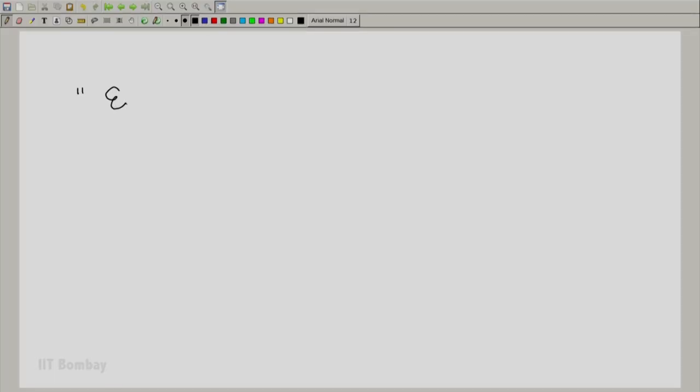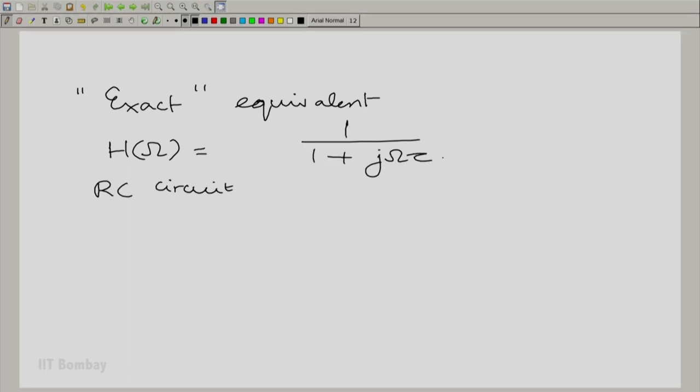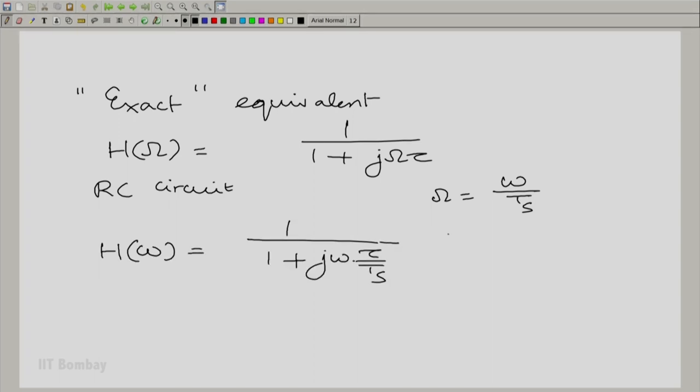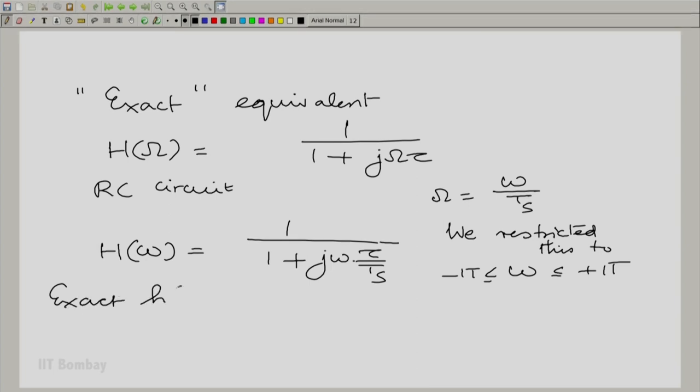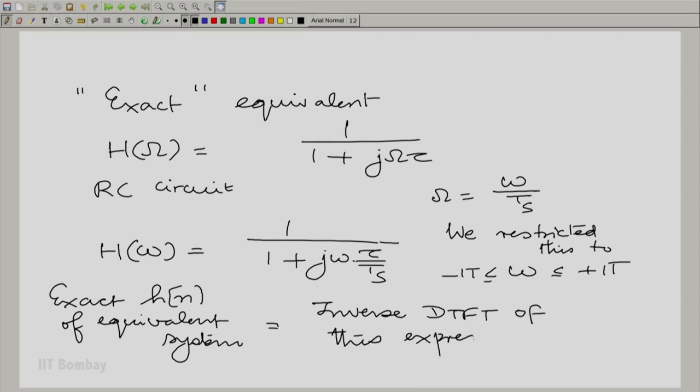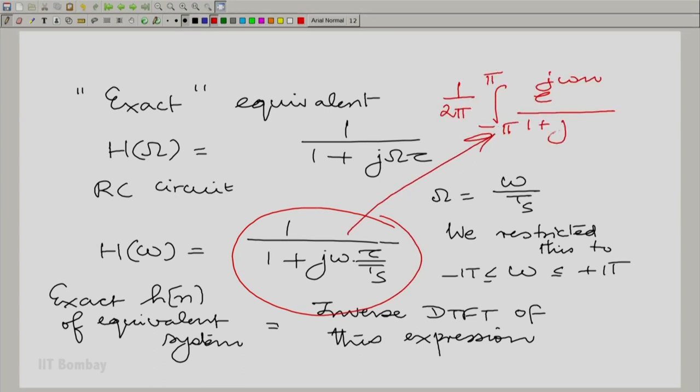In fact, let me just indicate how you could find the exact inverse. So, capital H of omega for the RC circuit is like this, and you made a replacement, capital omega is small omega by Ts. So, therefore, capital H of small omega is this. And we restricted this, and therefore, the exact h of n would be the inverse DTFT of this expression. And how would that inverse DTFT look? Let me just write it down for the fun of it if you like.